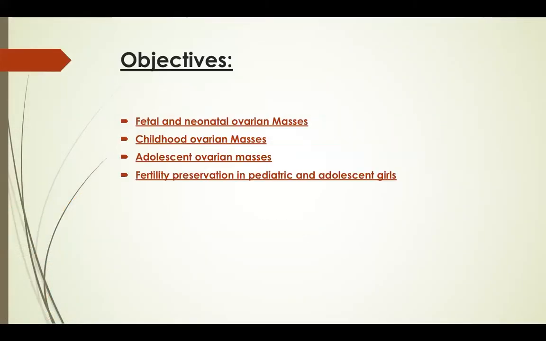So my objectives will be that we'll discuss fetal and neonatal ovarian masses and how to manage them, then we'll move to childhood, then adolescent, then we'll talk about something I think is very important these days: fertility preservation in pediatric and adolescent care. I think pediatric surgeons are the main people that have to discuss these things with parents and the patient in the beginning. So I thought to add this in the presentation.